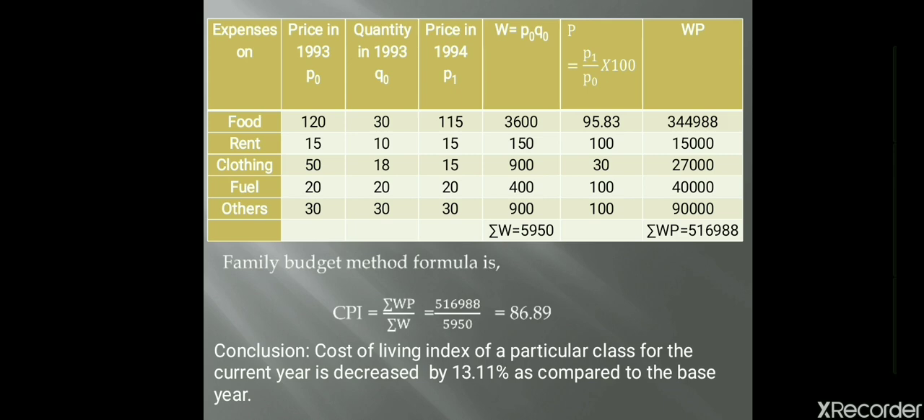Nothing but the first value, 120 into 30 is 3600, 15 into 10 is 150, 50 into 18 is 900, 20 into 20 is 400, and the last value 30 multiplied by 30 is 900. Sum up all the values in this column and we end up with summation W is equal to 5950.